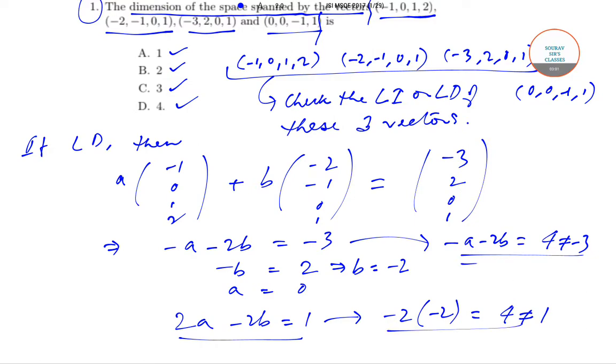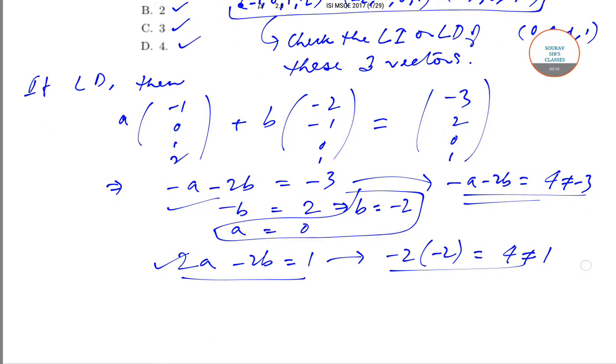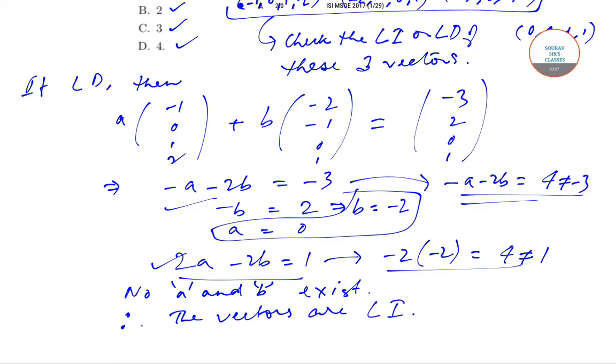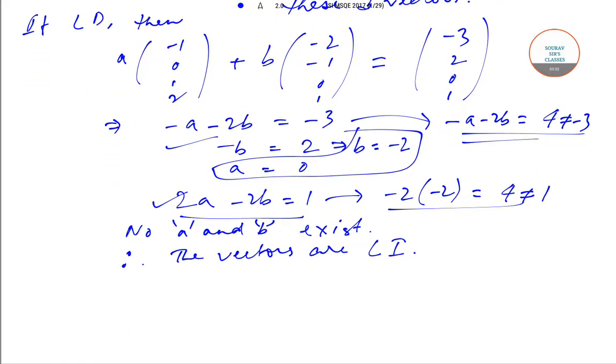So as you can see that the values of A and B that we have found out do not satisfy the other two equations. So as such, we can say that no A and B exist. Therefore the vectors are linearly independent. This is what we've got, and now we'll proceed towards solving the question.